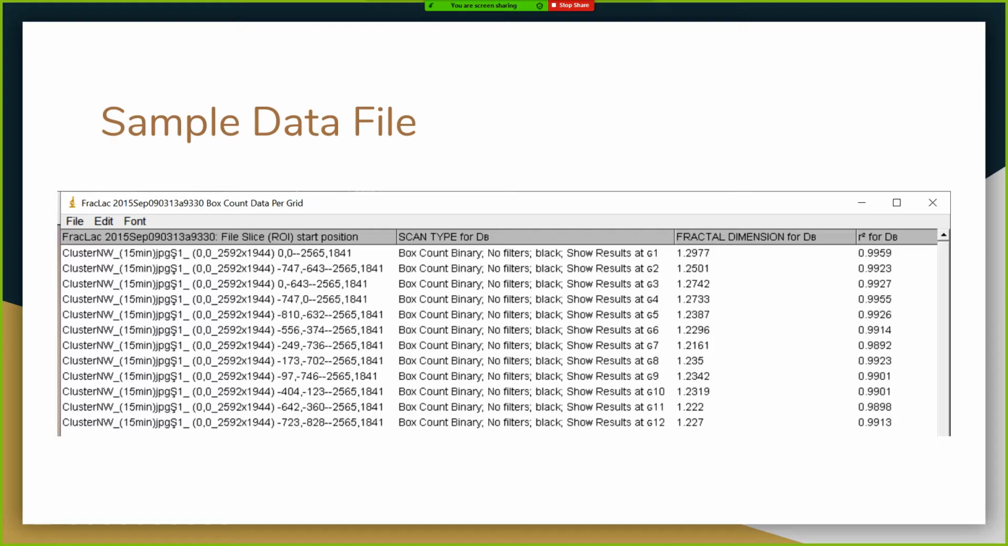So I went ahead and averaged all of those for each. I thought 12 was a good number. It was also the default, but that's all changeable, what you want to do.